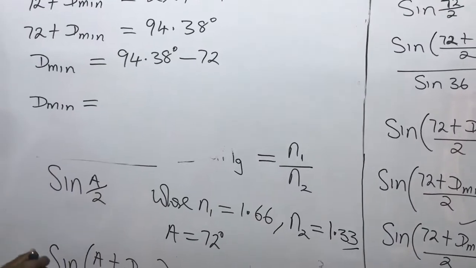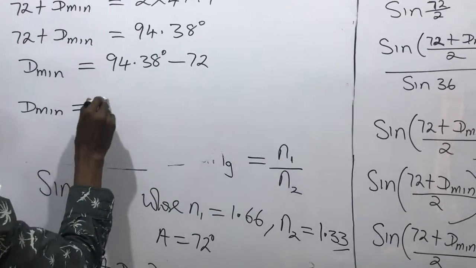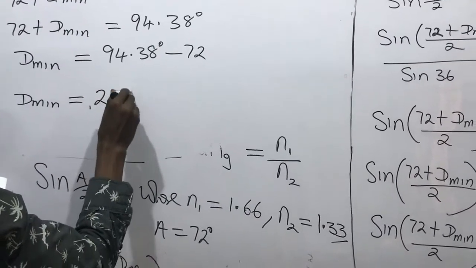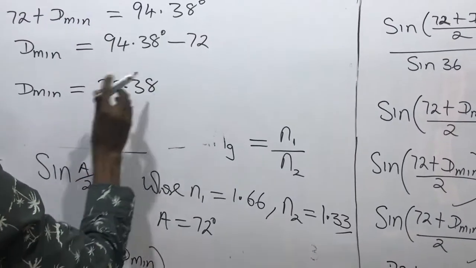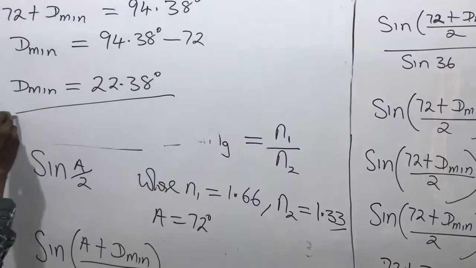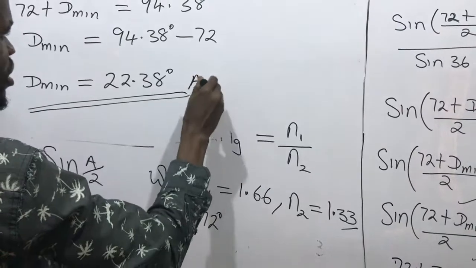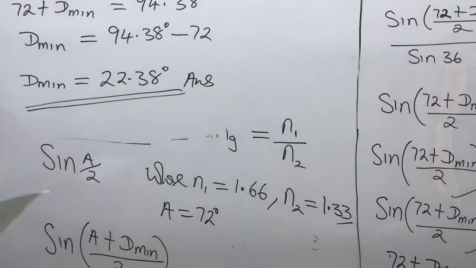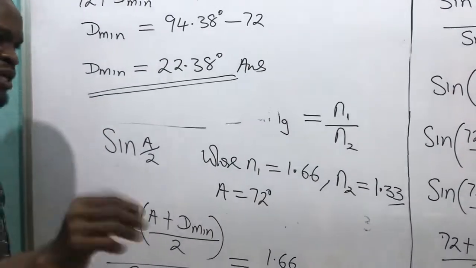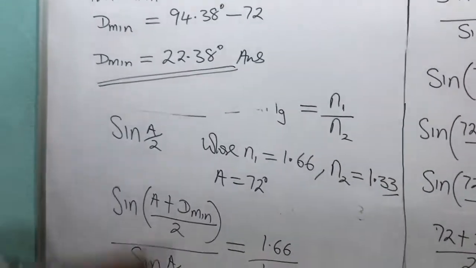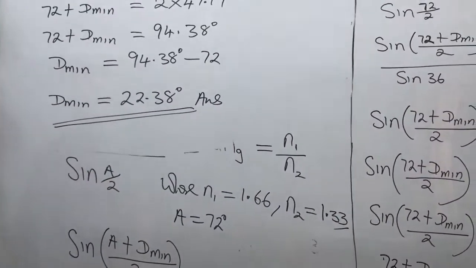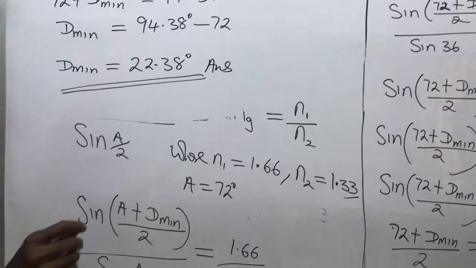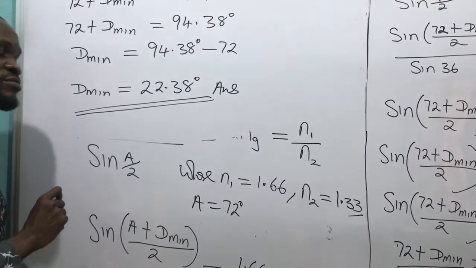Therefore, the minimum deviation which we are asked to find is equal to 22.38, and that's the answer to this particular WAEC question. This is part B of the WAEC question, which asked us to calculate the minimum deviation.